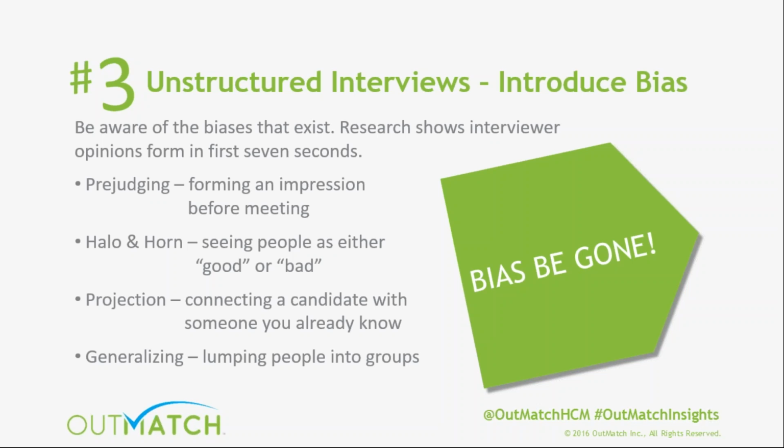Halo and horn, which seems sort of a goofy name for a bias, essentially means you think this person is all bad or you think this person is all good. And the reality is that's not how people are. People are a blend of their strengths and weaknesses, right? People have things they're good at and things they're not good at. And you want to be able to get into the nuance there.